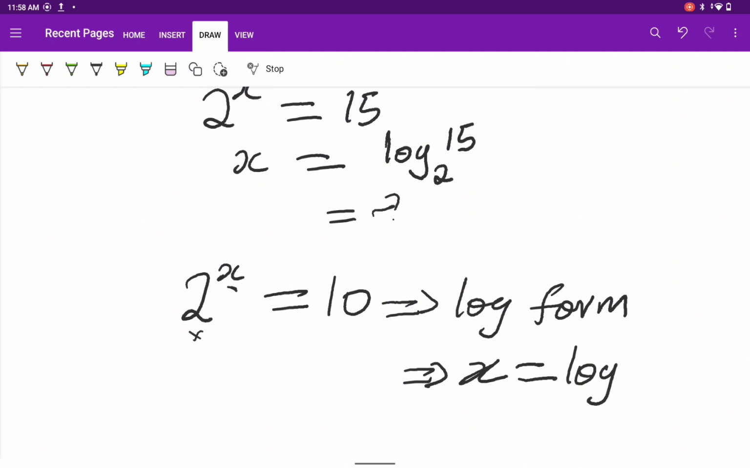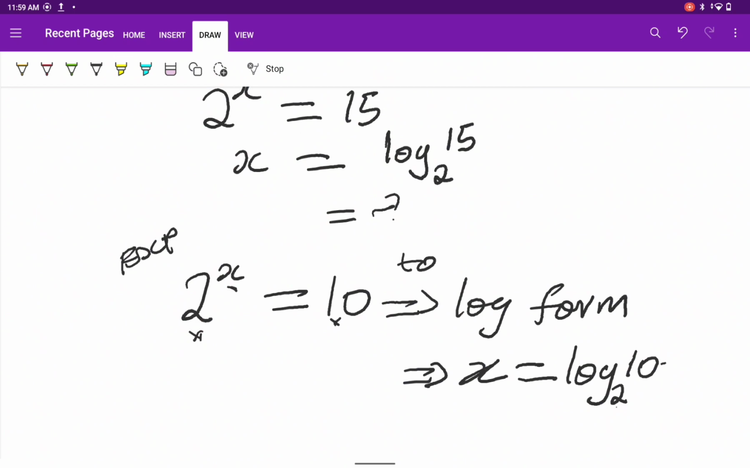Remember, you need to know which one is the base and which one is the number. The base is 2, the number is 10. So we start with the 10 and say this is 10 base 2. That's how we call it. So we say x equals log 10 base 2. We must get used to saying it that way. This is how we move from exponential form to log form.